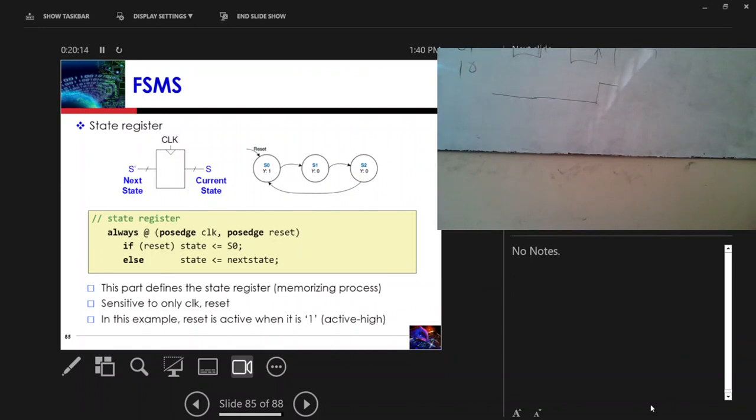Right? And then we said that the state gets updated at the positive edge of the clock. So at the positive edge of the clock, the next state will be given to the state. Right? Look on the board, right? So I have always at positive edge of the clock, positive edge of reset. What type of reset is this?